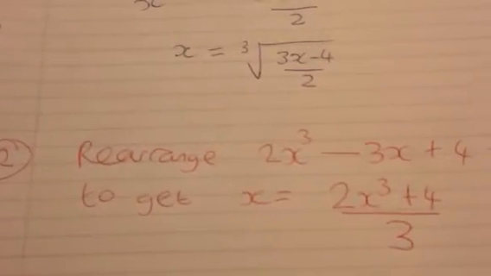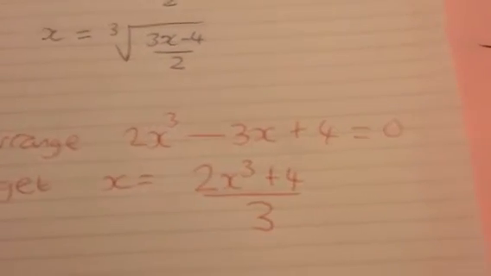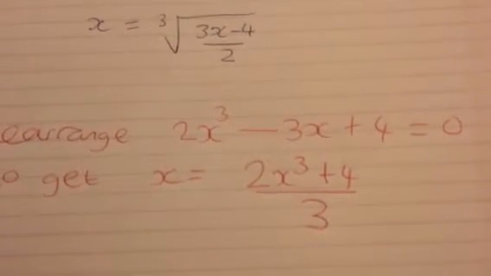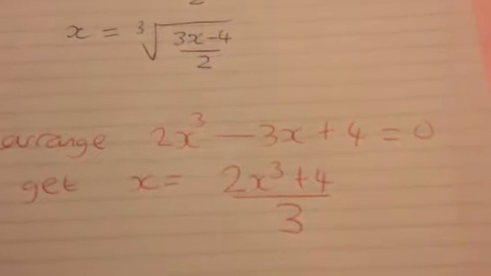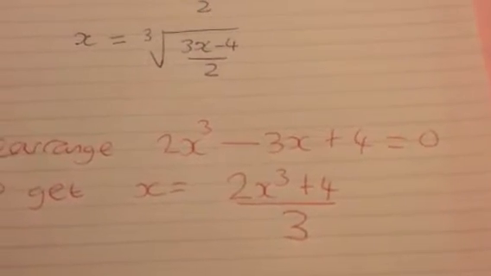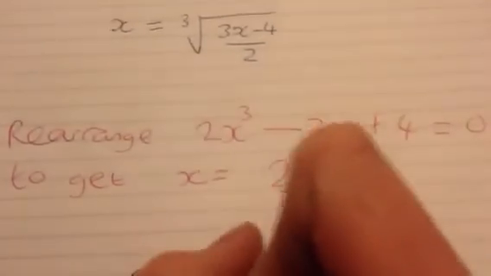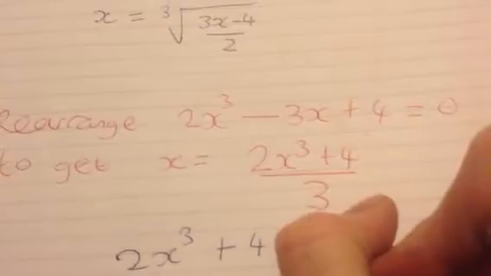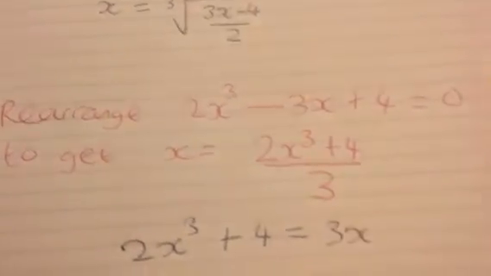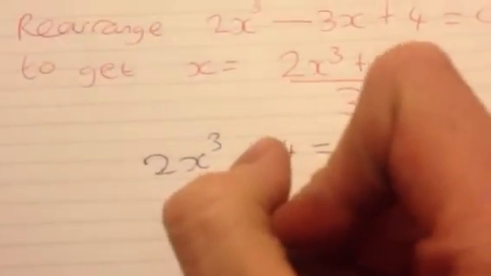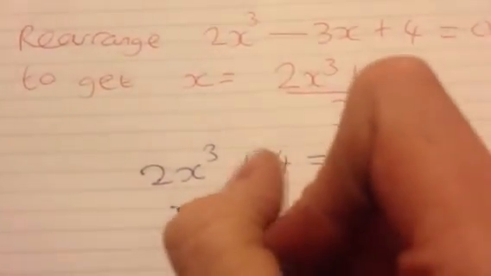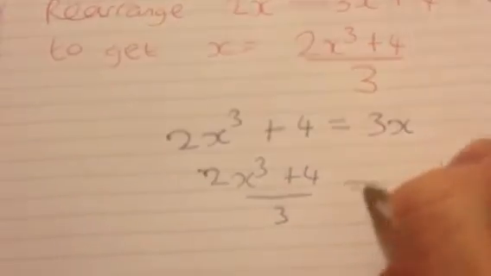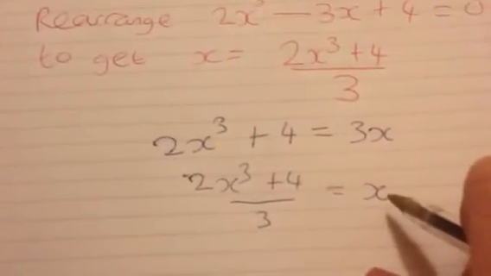Now we're going to rearrange the same one again, 2x cubed minus 3x add 4 equals nothing, to get x equals 2x cubed plus 4 over 3. Now, as you can see in the answer, I've got 2x cubed add 4, but I'm dividing by 3. So the first step I would do is 2x cubed add 4 equals 3x. So I bring the 3x to the other side. Then I basically divide by 3. So 2x cubed add 4 over 3 equals x, and that is my answer.